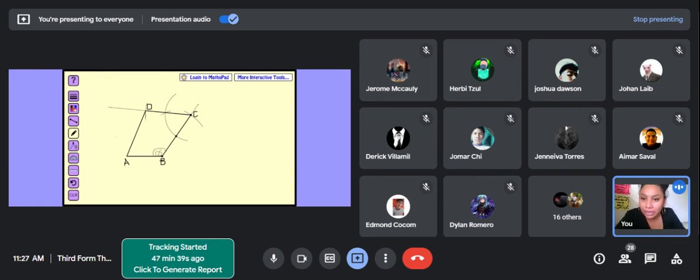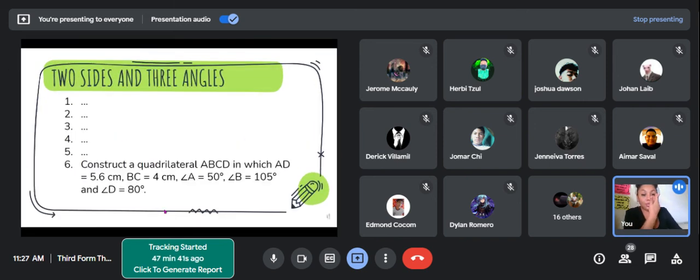It's number 6. Number 6 says construct a quadrilateral ABCD in which AD is 5.6, BC is 4 centimeters, angle A is 50, angle B is 105, and angle D is 80. This one you guys can do on your own. Why do I say that? Because all you have to do is draw one line. You can draw AD first or BC first, whichever one you want to draw first.